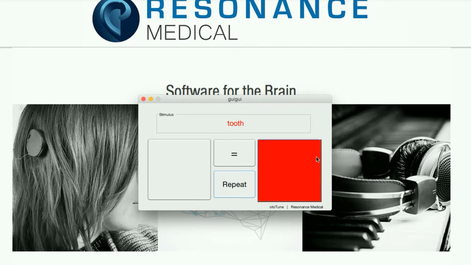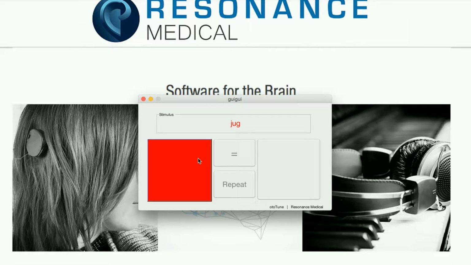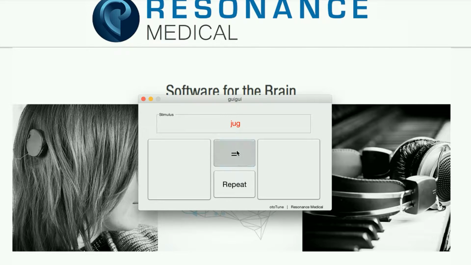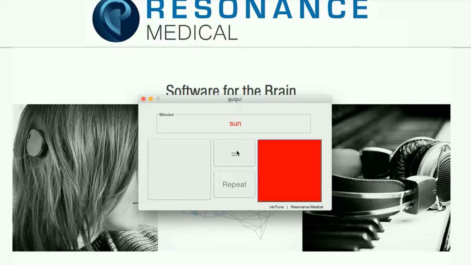And so that's the idea. And if they sound similar, if they both sound bad, you can always press the equal sign. The algorithm will ignore those data points. So as you can see, this can proceed quite rapidly.